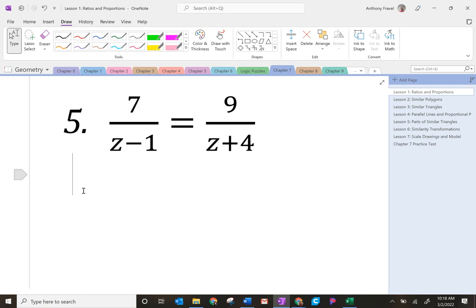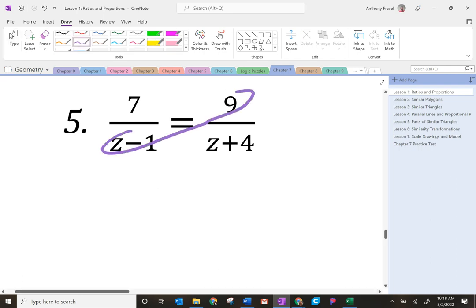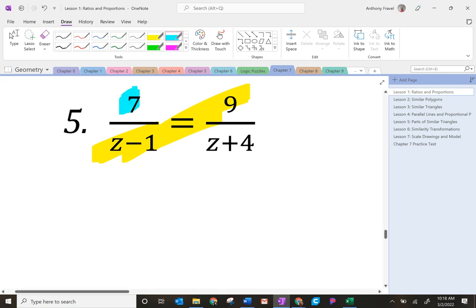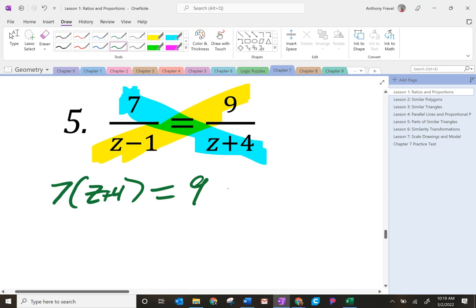All right, I've got just over a minute left. So I know some of you guys are still working it, but I want to make sure that I can show you this last part before the class is over. So when I distribute, that should have been a highlighter. Don't back up yet, I got some time. These ones will get distributed together. These ones will get distributed together. So I should have 7 times Z plus 4 equals 9 times Z minus 1.